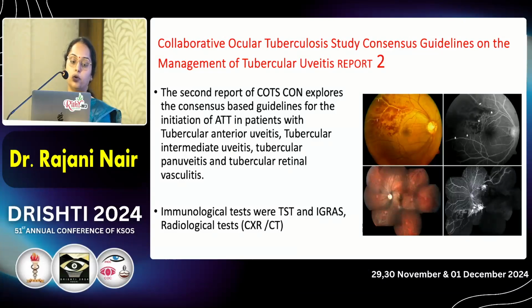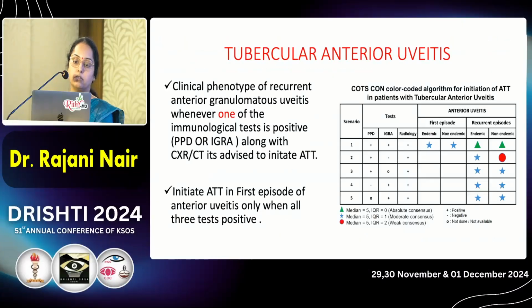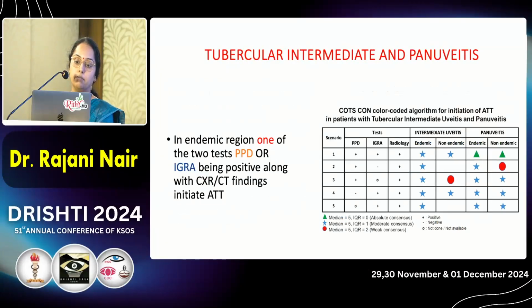Now, the second report has dealt with tubercular anterior uveitis, intermediate and pan uveitis, and retinal vasculitis. In tubercular anterior uveitis, with the clinical phenotype of recurrent anterior granulomatous uveitis, whenever one of the immunological tests, either PPD or IGRA, is positive along with the chest X-ray, it is advised to initiate ATT. However, in the first episode, all 3 tests should be positive to start ATT.